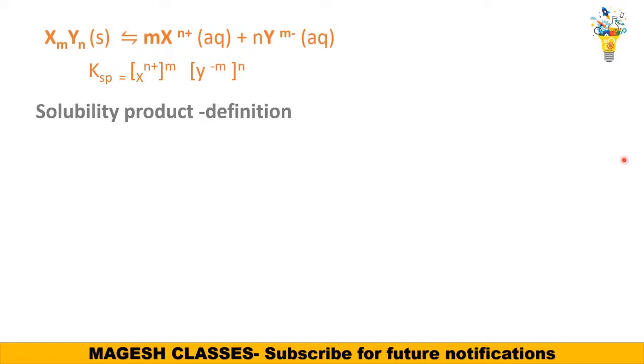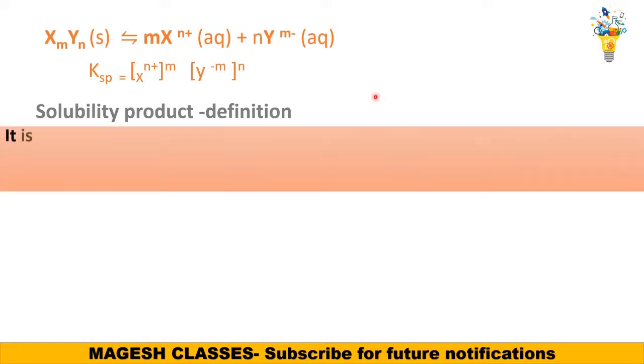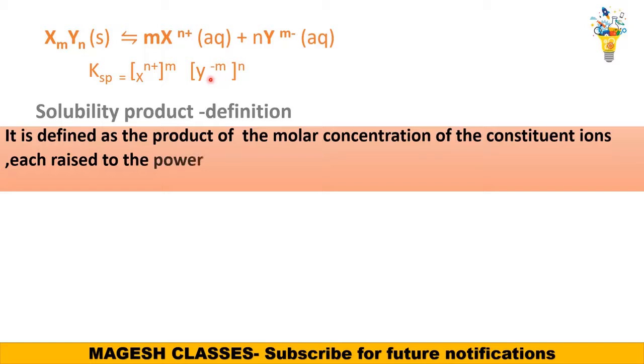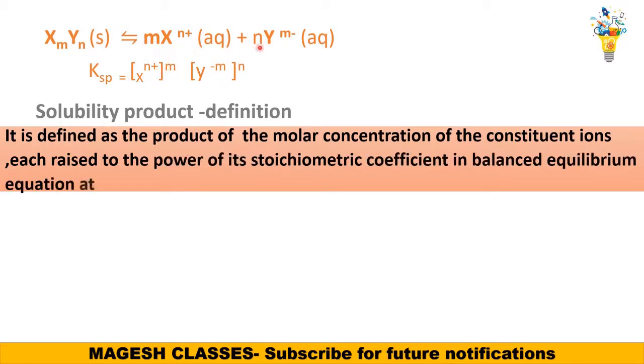Now the solubility product is defined as follows. Ksp is equal to the product of the molar concentrations of the constituent ions, each raised to the power of its stoichiometric coefficient. The m and n are the stoichiometric coefficients in a balanced equilibrium equation at constant temperature.